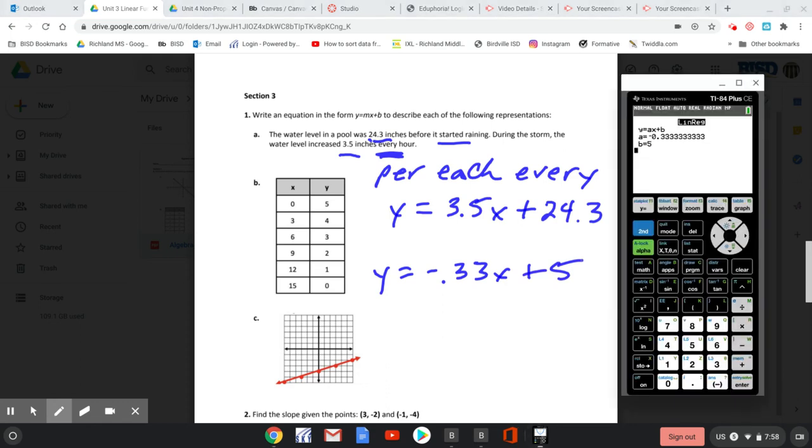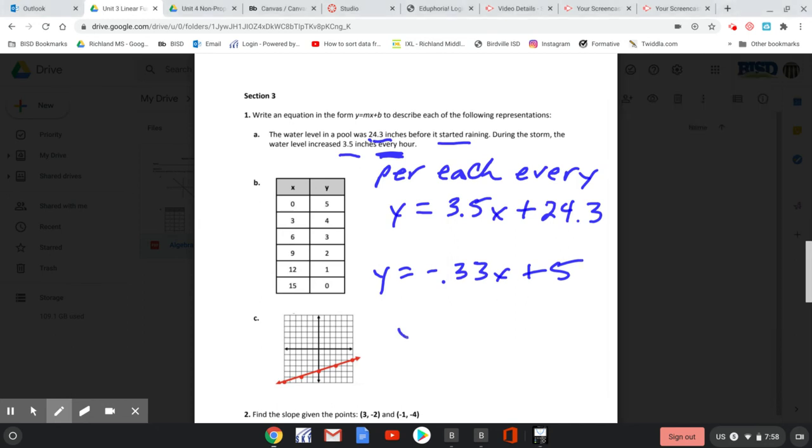Okay. Now we have a graph, and we need to write y equals mx plus b. I can see that my y-intercept crosses there, and that looks to be 1, 2, 3, 4. So my y-intercept is -4. Now I just need to find my slope by counting between 2 points. I'm going to go up 1, and I'm going to go over 1, 2, 3. So my rise is 1, my run is 3. That is my slope, and my y-intercept is -4.